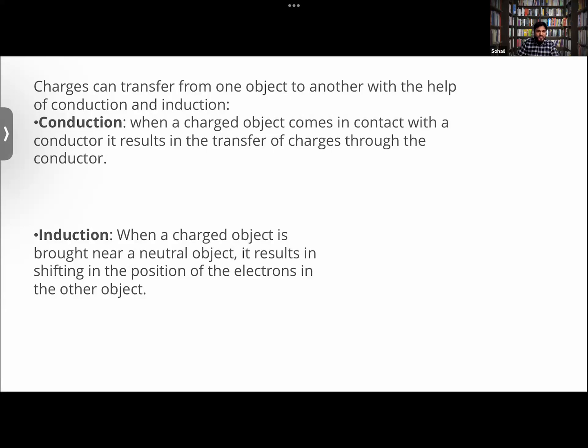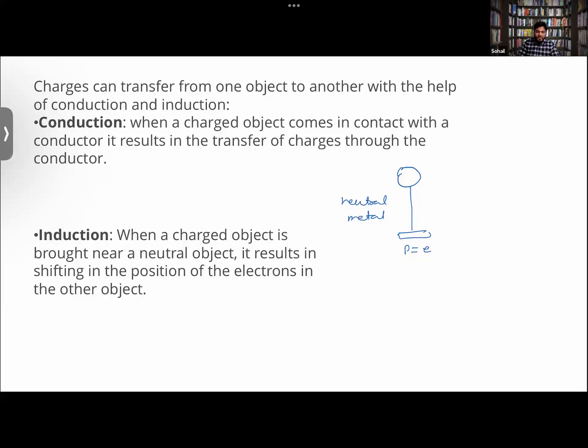When you talk about conduction, when a charged object comes in contact with a conductor, it will result in the transfer of charges through that conductor. For example, let's say you have a body like this. This is a neutral metal. Neutral metal means it is not having any charges. So it is neutral metal, meaning that the number of protons is equal to neutrons, or is it equal to electrons? Electrons. So the number of protons and electrons are equal in this neutral metal, right?